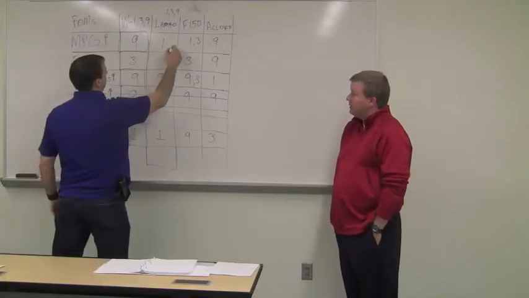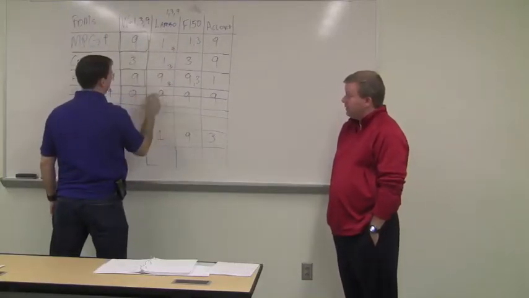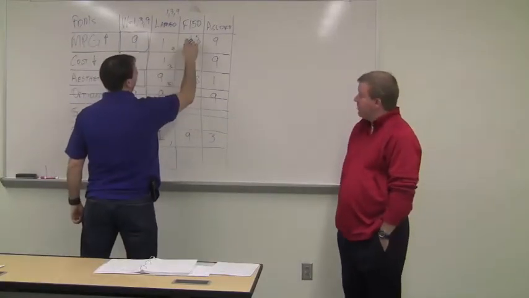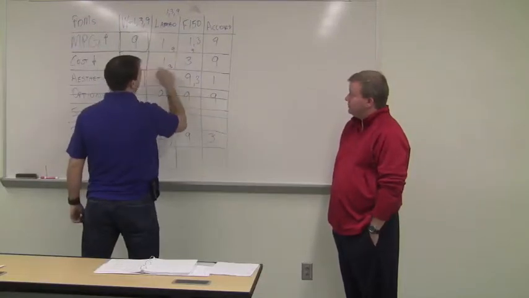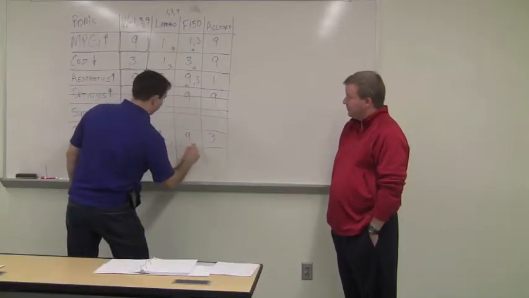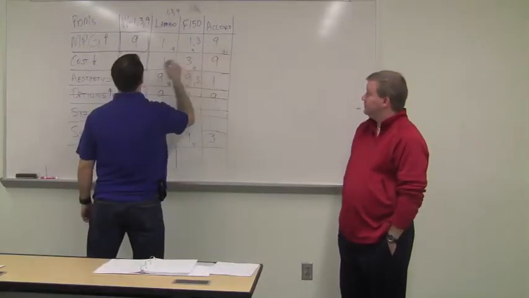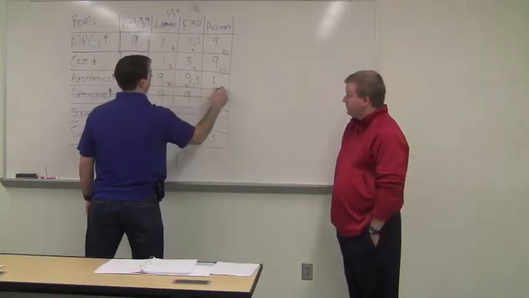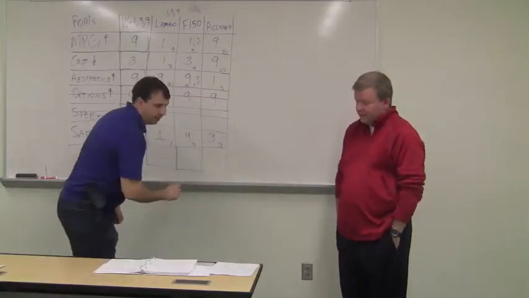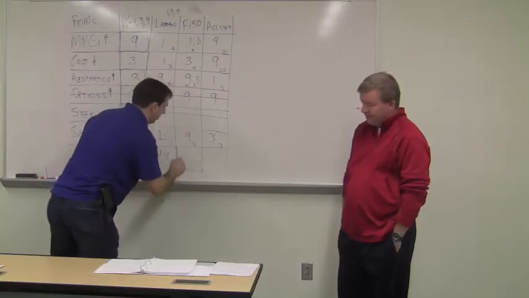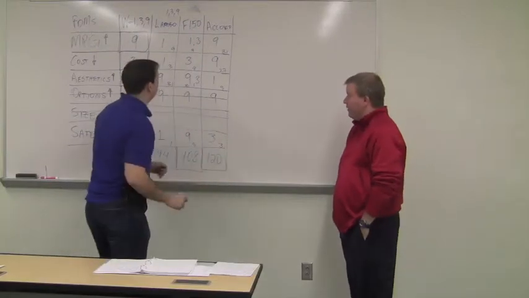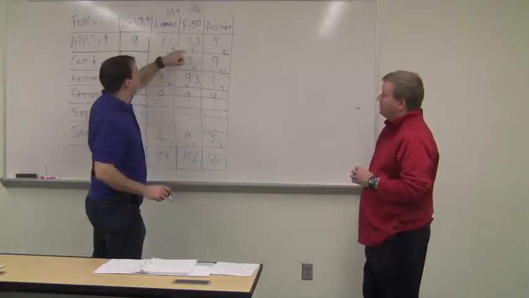So 9 times 1 is 9. I'm going to use this first value here because that's what I've already calculated. 9 times 9 is 81, 27, 9. And so the total scores that we have are 94 for the Lambo, 108, and 120.